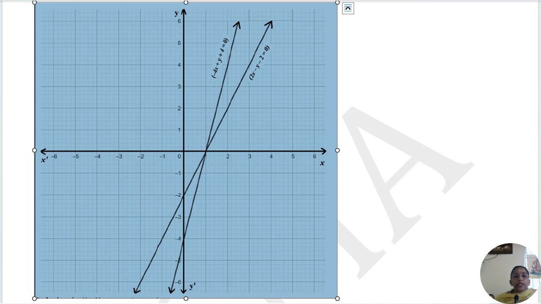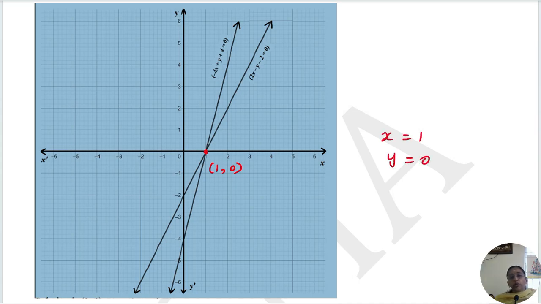So find the meeting point of these two lines. This is our meeting point. So unique solution: 1 comma 0, x is equal to 1, y is equal to 0. So you can write your solution as x is equal to 1 and y is equal to 0, or this way also you can write your answer as 1 comma 0.